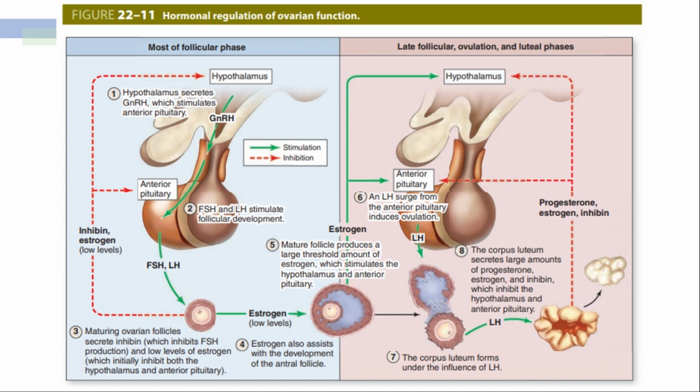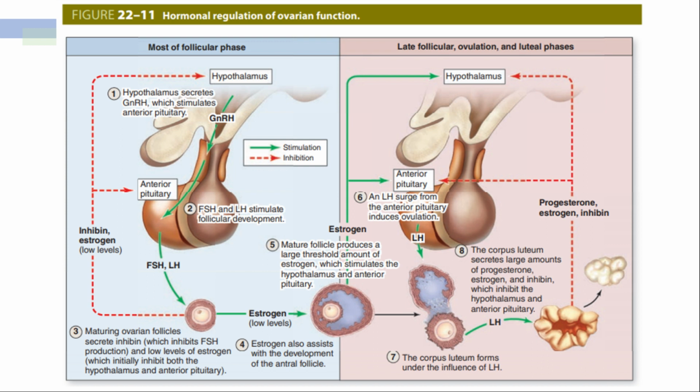GnRH reaches the gonadotrophs in the anterior pituitary, and then these gonadotrophs in turn will release FSH and LH into the blood. Just as the name suggests, FSH, follicle stimulating hormone, promotes the maturation of follicles which contain your oocytes.